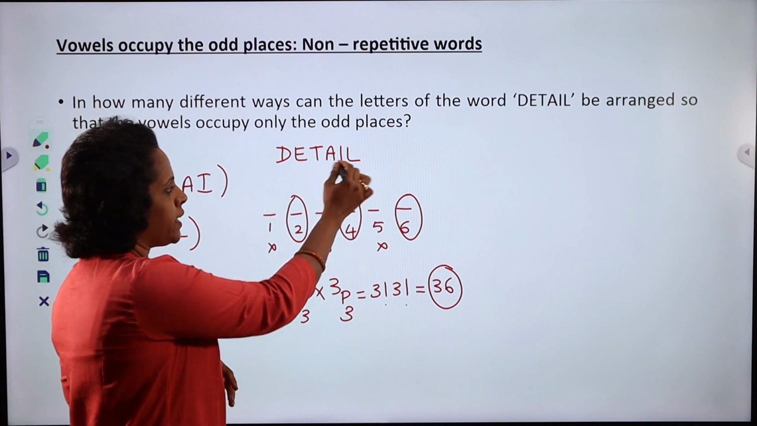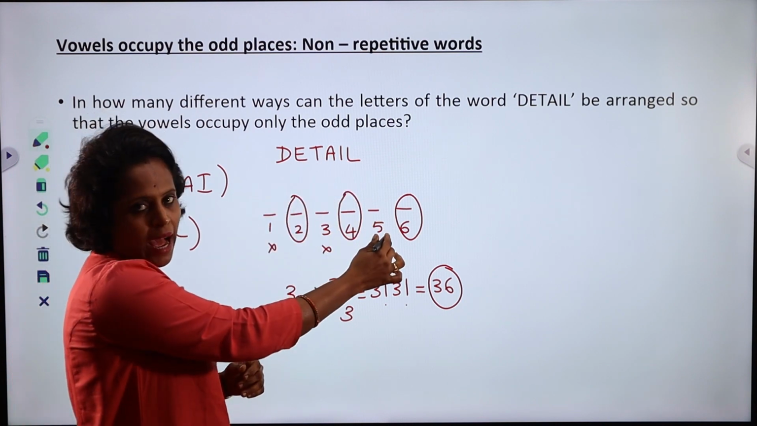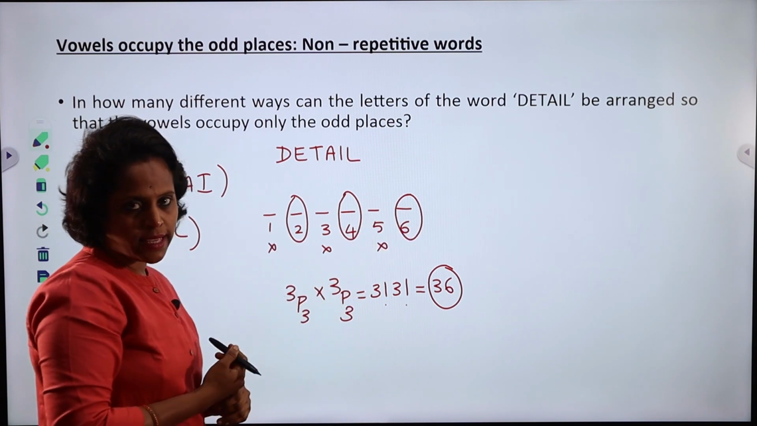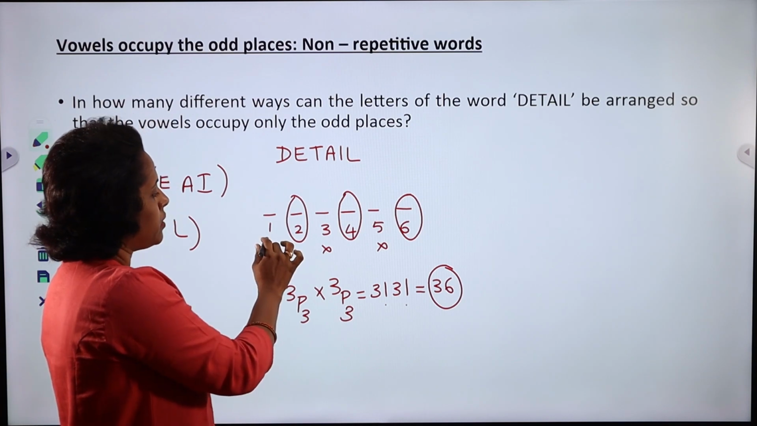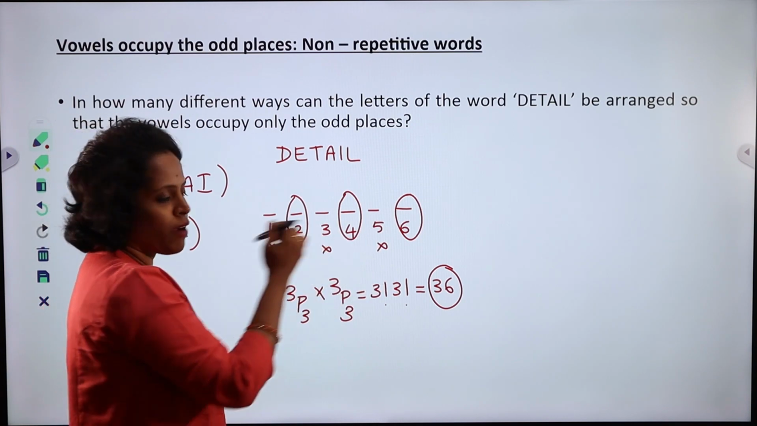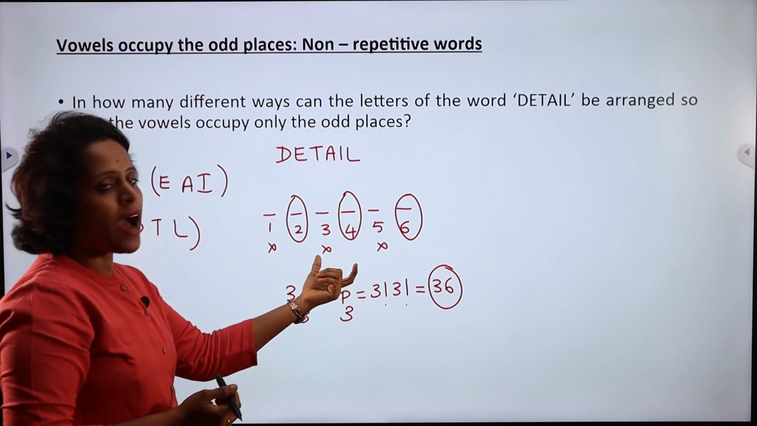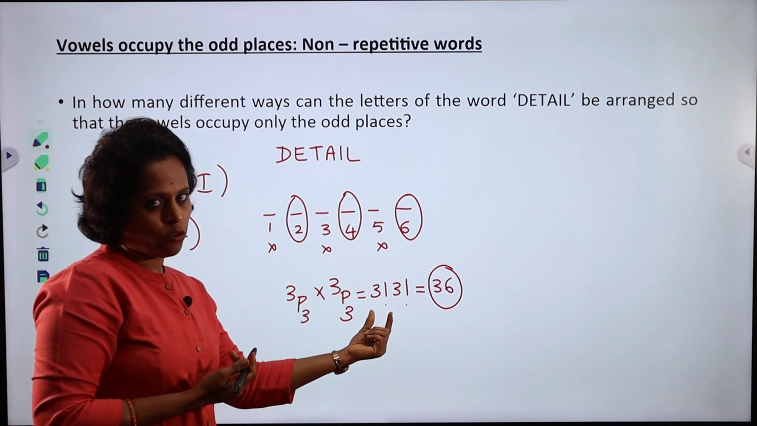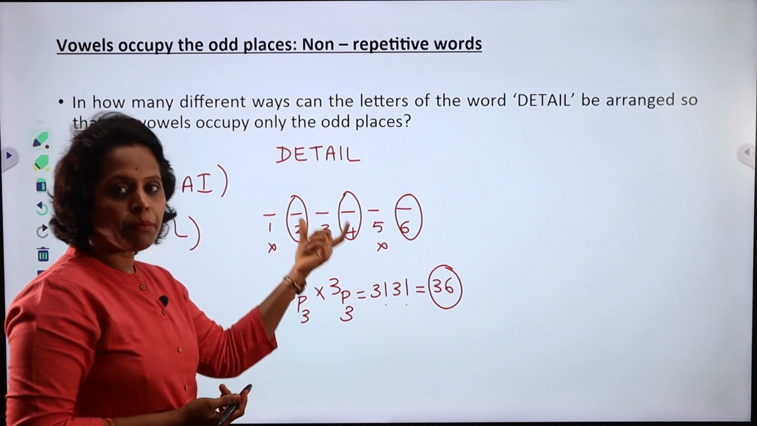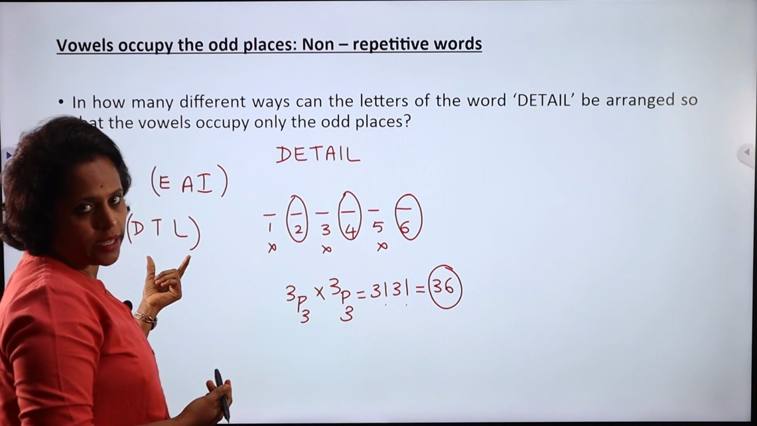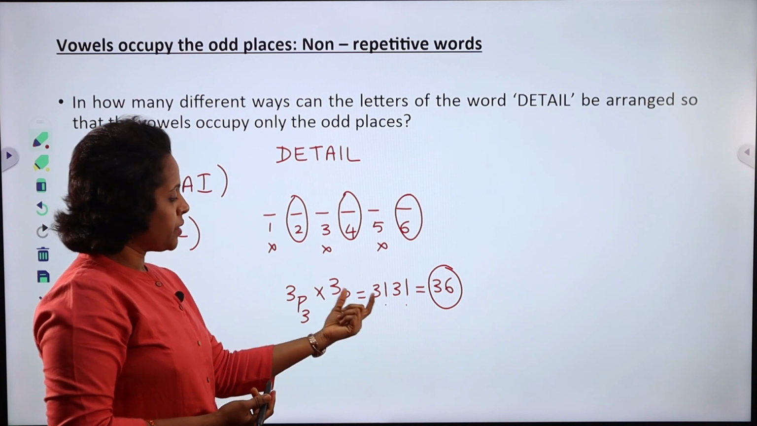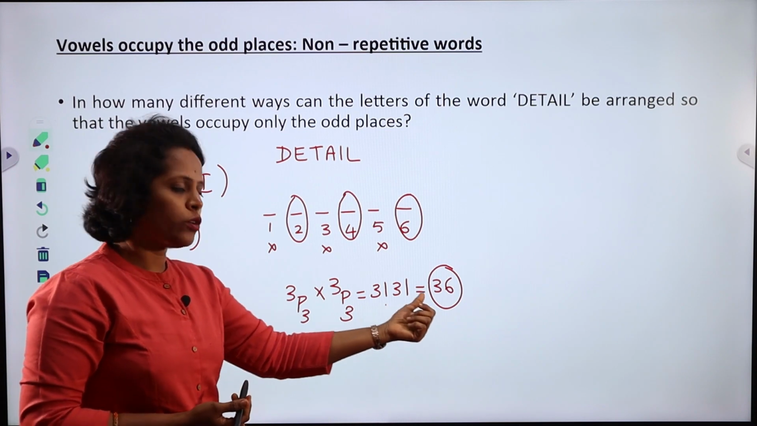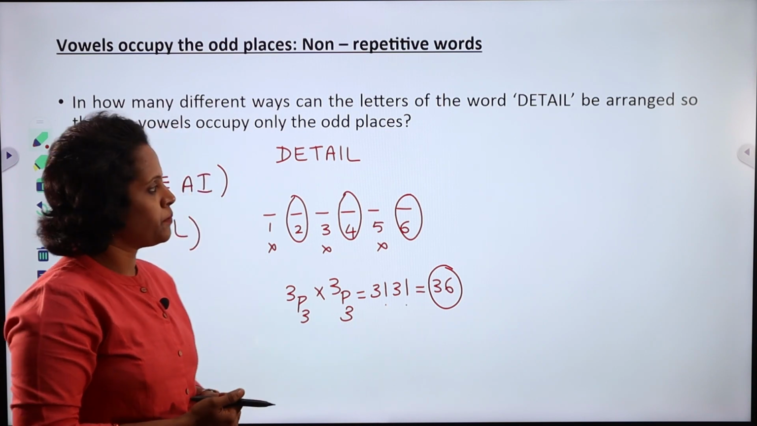What did we do? Detail is a 6-letter word. We took 6 blanks. Here, we have numbered the places 1, 2, 3, 4, 5, 6. Next, the odd places here are 1, 3, 5. The 3 odd places are filled with the 3 vowels. In how many ways? 3P3, that is 3 factorial ways. The 3 even numbered places should be filled with the consonants. That can be done in 3P3 ways. 3P3 is nothing but nPn is n factorial. So 3P3 is 3 factorial. Into 3 factorial is 6 into 6, 36.